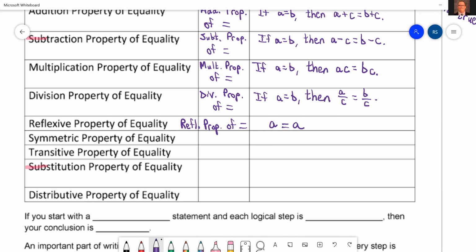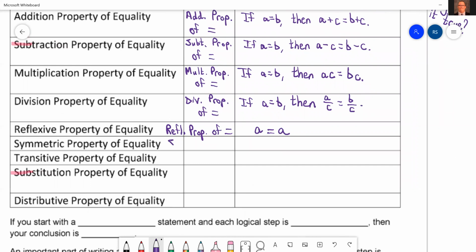Okay, now we have the symmetric property of equality. Symmetric property of equality. So this one's going to say if A equals B, then, now on the symmetric property, you flip it. B equals A. If A equals B, then B equals A.